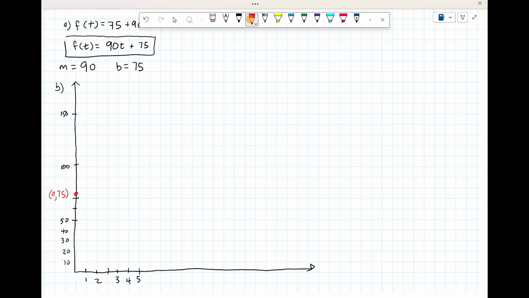And my suggestion in this case, to be honest, I wouldn't use slope because, well, I guess you could go up and over 1. I would just keep adding 90 for every hour. So my next hour would be at 165, which would be somewhere up here. So there's 60, there's 65. And so that goes here.